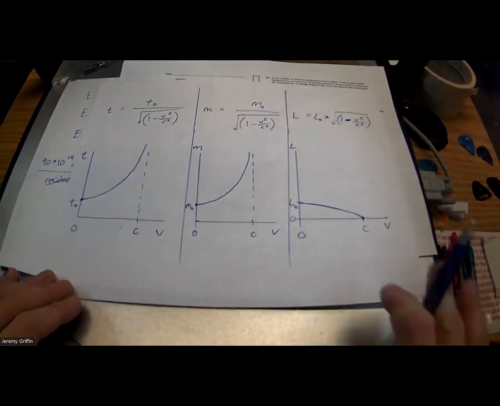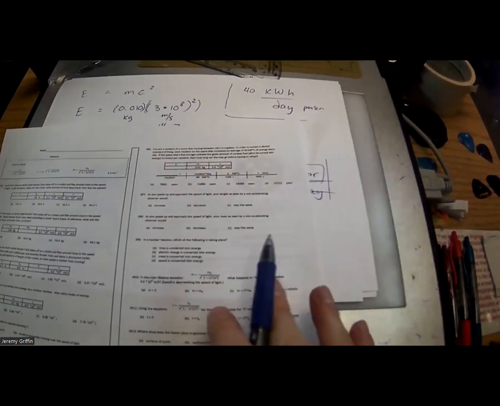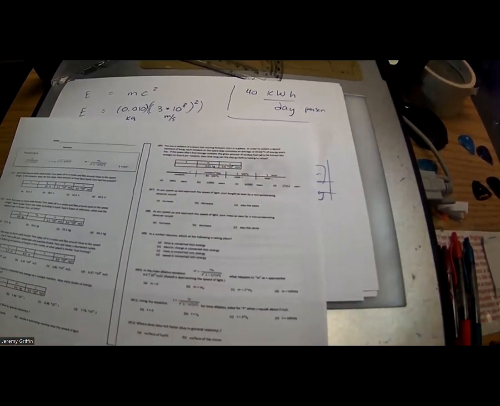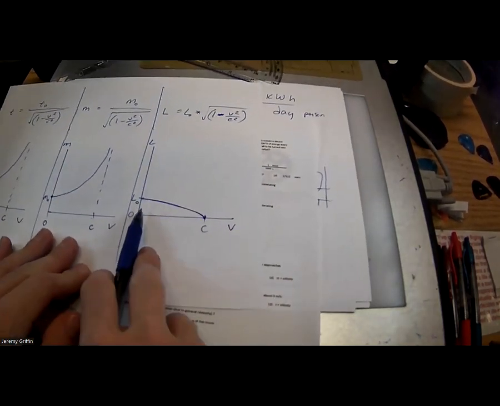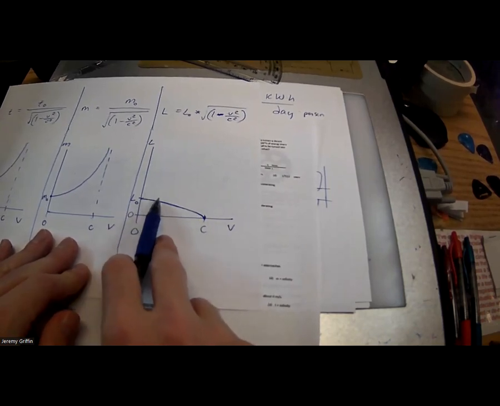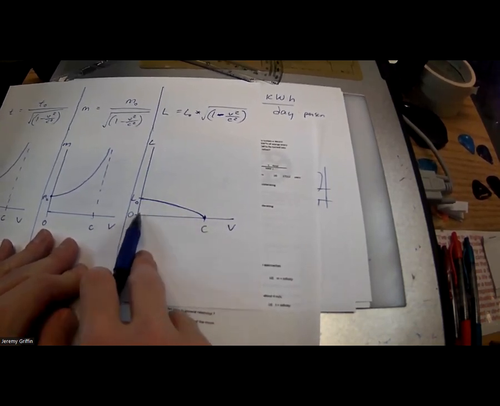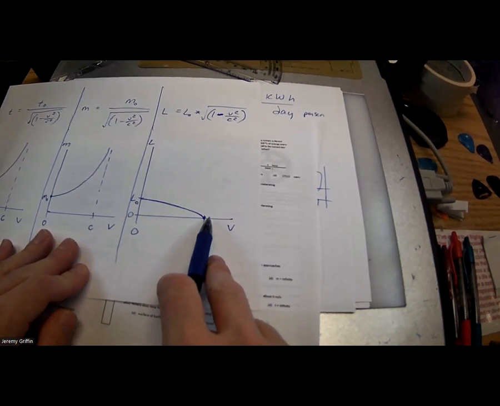Number 7, as you speed up and approach the speed of light, your length as seen by a non-accelerating observer. So you go faster, faster, faster, your length tends towards 0. It gets closer to 0, which would be decreasing, wouldn't it?